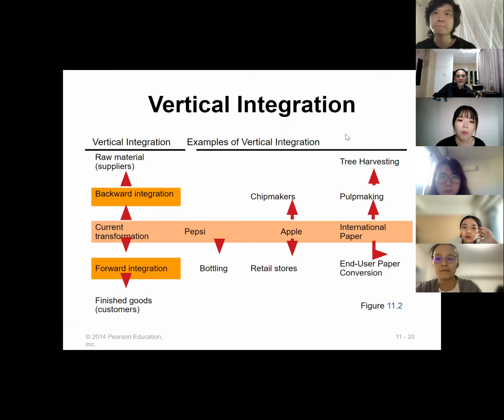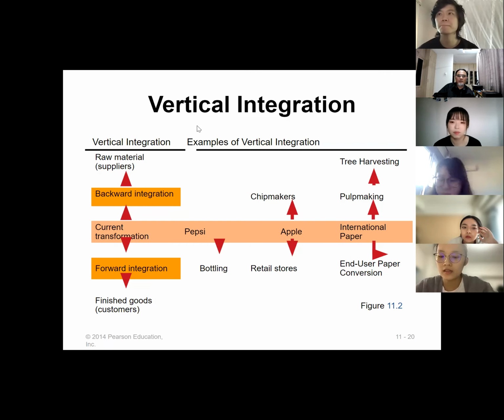So the integration may be forward towards the customer or backward towards suppliers. Exactly. You can improve cost, quality, and inventory, but it requires capital, managerial skills, and demand. So this is called vertical integration. For horizontal, it is actually mergers. When you integrate, it means you join up.